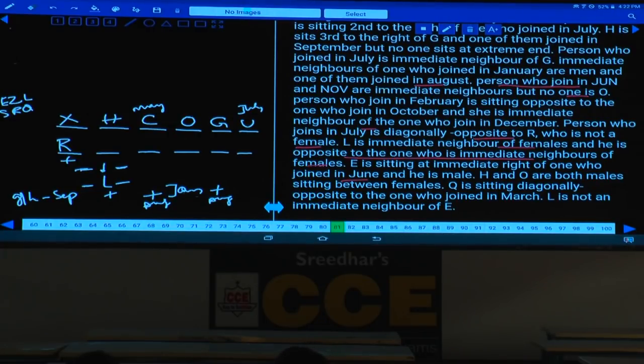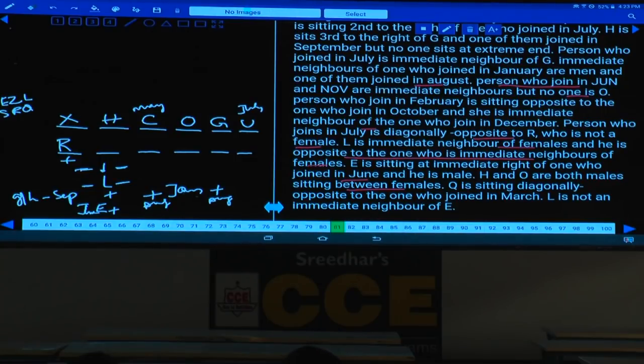E is to the immediate right of the one who joined in June. And E is sitting immediately next to the one who joined in June, and he is a male. And who is a male here? E is a male. H and O are both males and sitting between females.